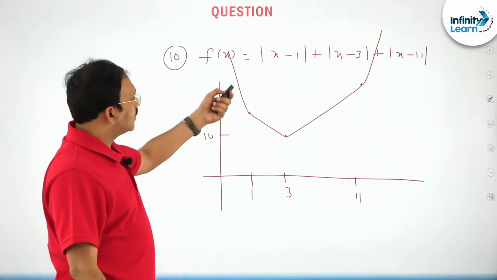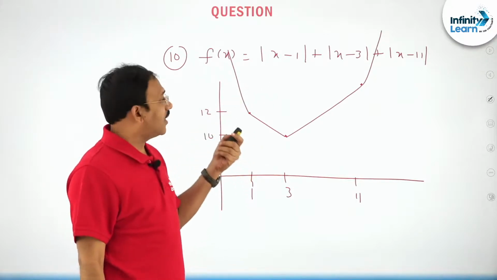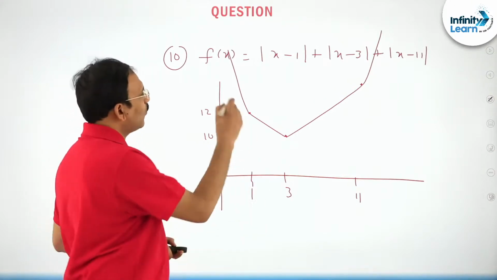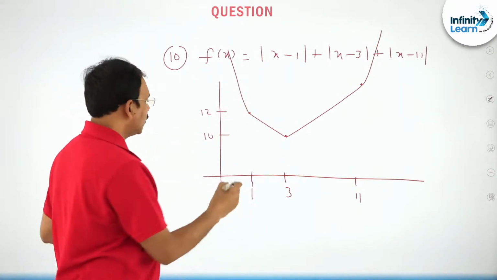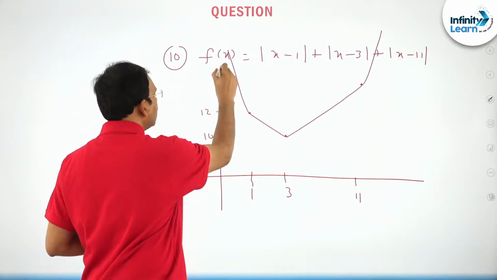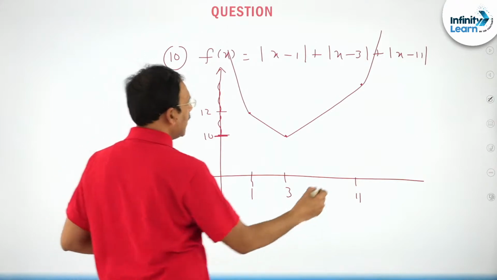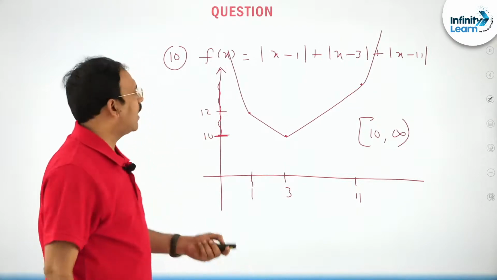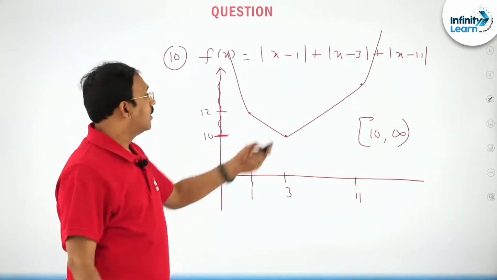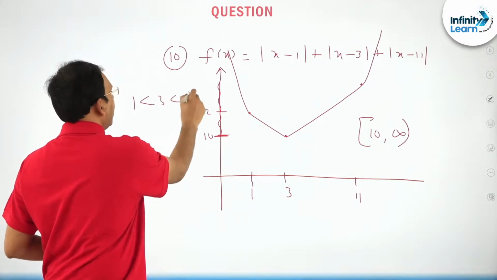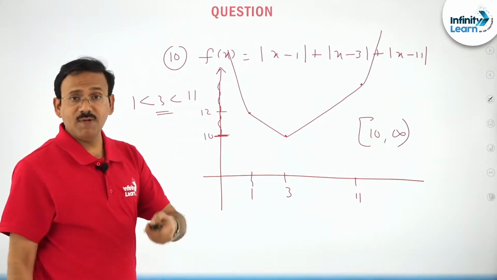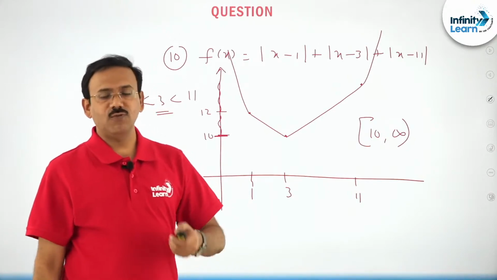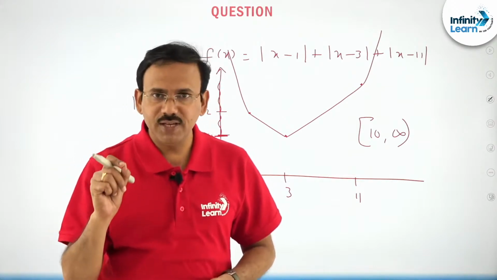Undoubtedly, the sum of deviations of the numbers taken from 1, 3, 11 will be minimum at the median. So for 1, 3, 11, the median is 3. So the minimum value is 10, maximum goes to infinity. So friends, the range is going to be closed 10 to infinity. So this problem can be answered very easily when you plot 1 less than 3 less than 11, the median is 3, you can find the minimum value at 3. So friends, in this way we try to find the range of such modulus expressions.